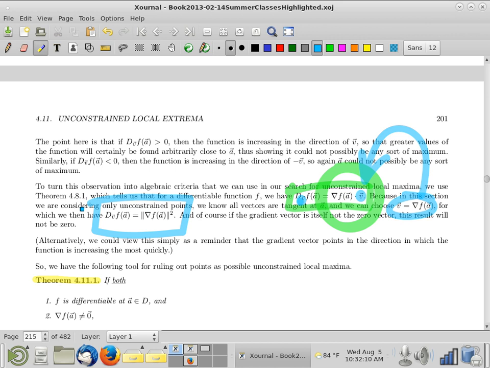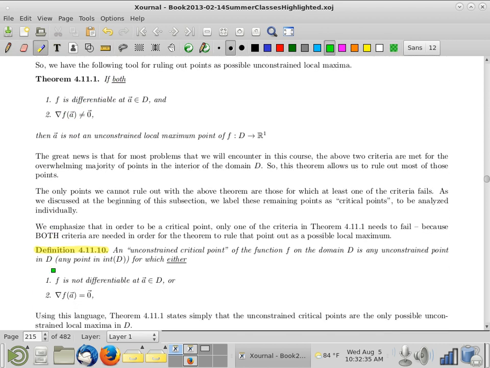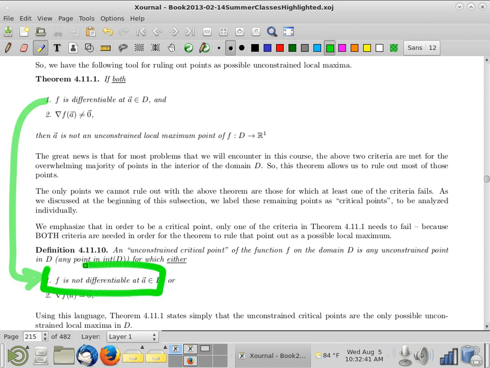Okay, so what do we do with this? Well, we look at our failures. When does this argument fail? Here's our argument. If the function's differentiable, thus making that formula work. If the gradient is non-zero, thus making this non-zero, we eliminate the point. So when does it fail? When one of those two conditions fails. This fails if the function is not differentiable. Or it fails if the gradient vector is equal to the zero vector.